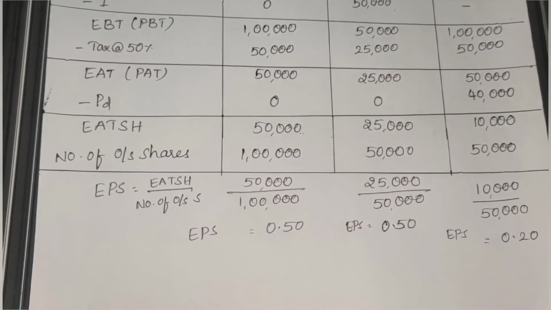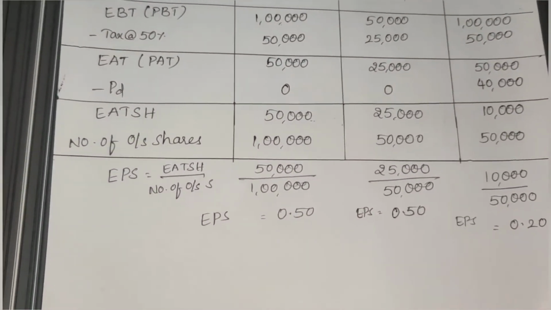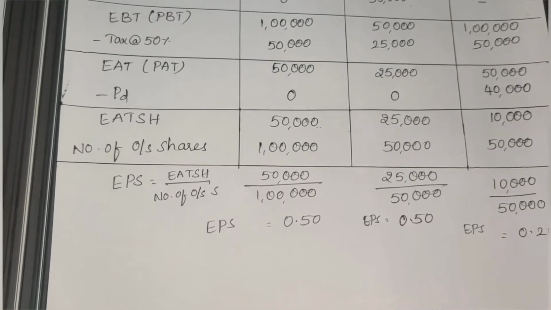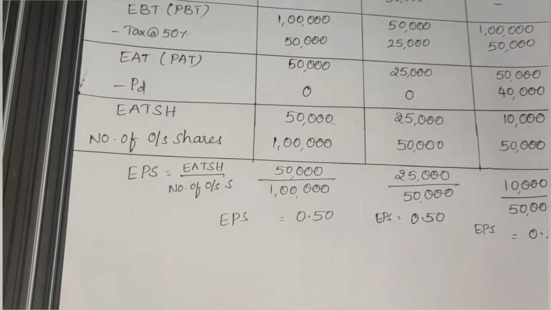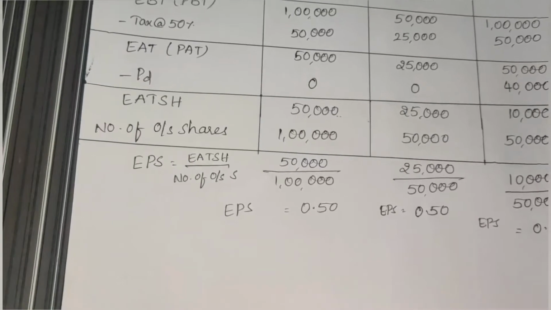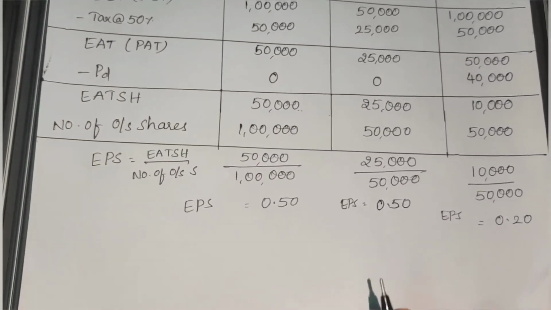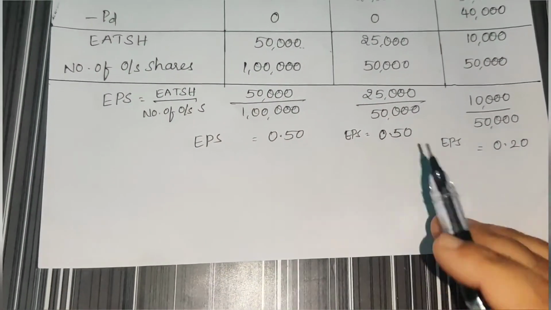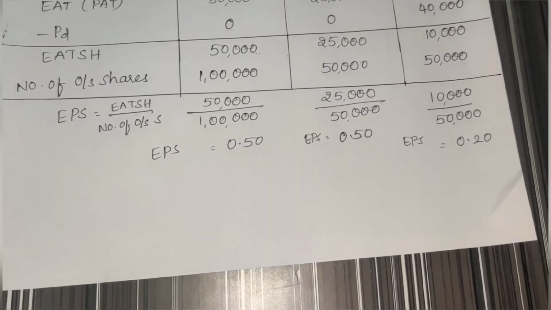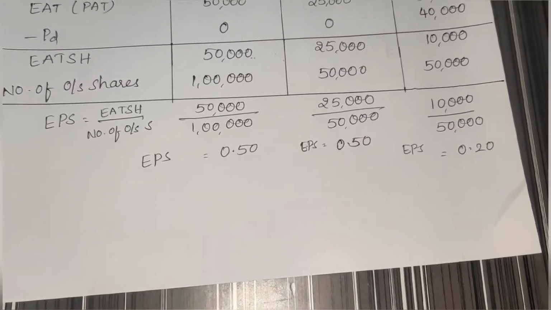So either you go with equity shares or go with debentures, 50% equity and 50% debentures, ultimately your earnings per share will be the same. But here you need to keep one thing in your mind.